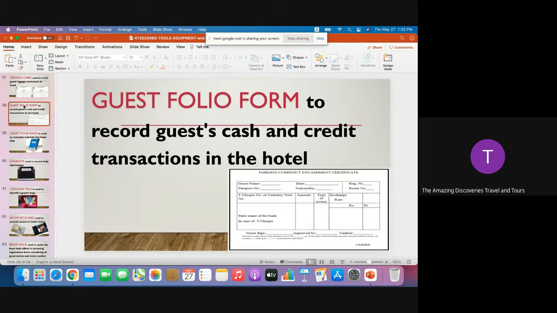Now, the guest folio form records guest cash and credit transactions in the hotel. It is also called a statement of account, or SOA. Everything is recorded there: how much the guest charged to the room, how much they deposited, and how much is still payable.